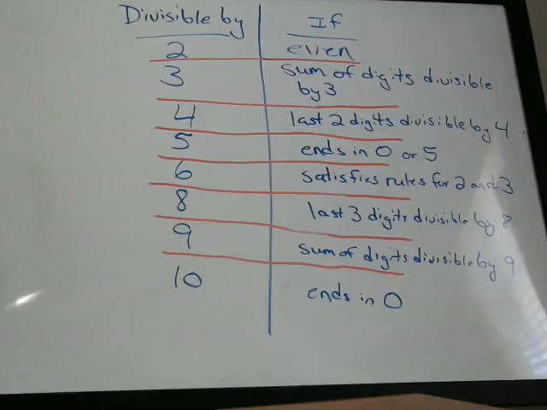For 4, the last two digits have to be divisible by 4. So if we had the number 340, we look at the last two digits, 40, and we know that that is divisible by 4 evenly because 40 divided by 4 is 10. So this number is evenly divisible by 4.